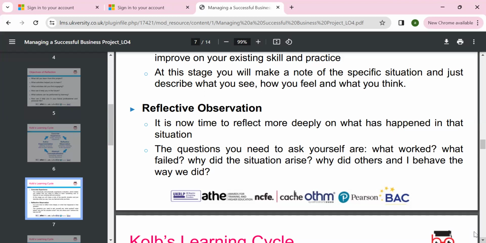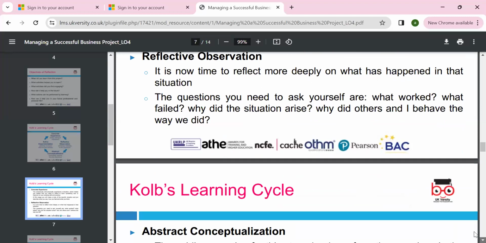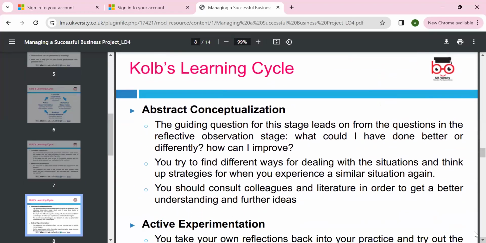The questions you need to ask yourself: what worked, what failed, how did the situation arise, and why did others behave the way they did? So the next learning cycle is abstract conceptualization. The guiding question for this stage leads on from the question in the reflective observation stage. We can look at what I could have done better, and how I can improve. Try to find different ways of handling the situation. If I was late to reach somewhere I was supposed to reach, and that was my objective, but I was late, maybe I'll find a different mode of transport to use in future.